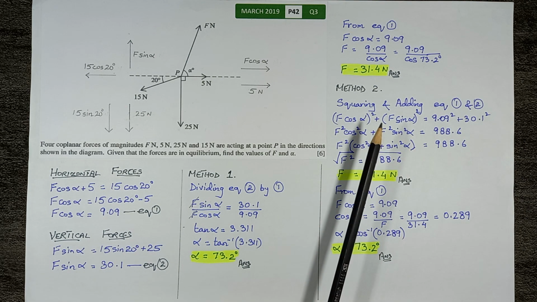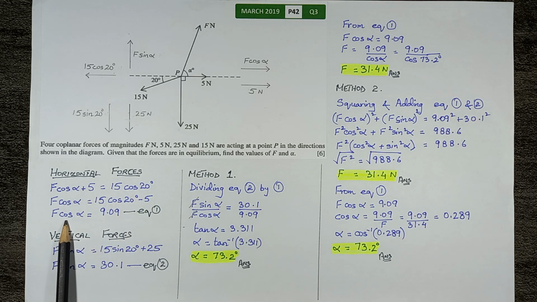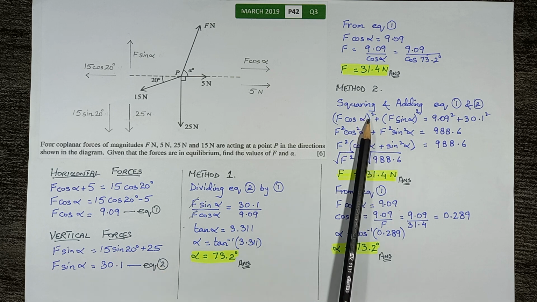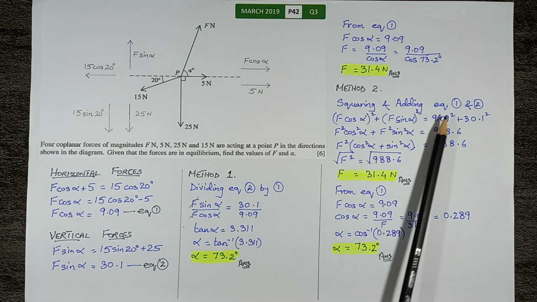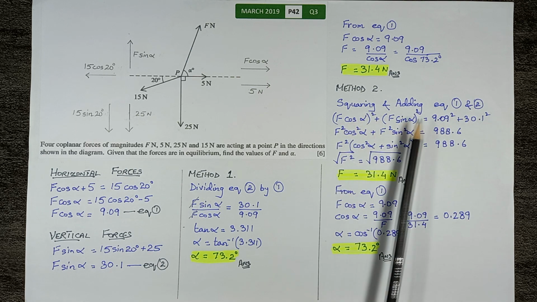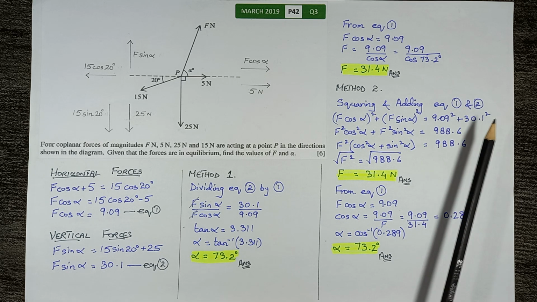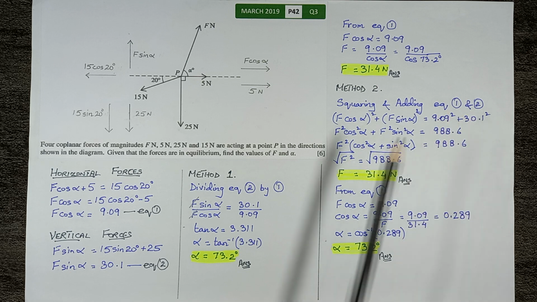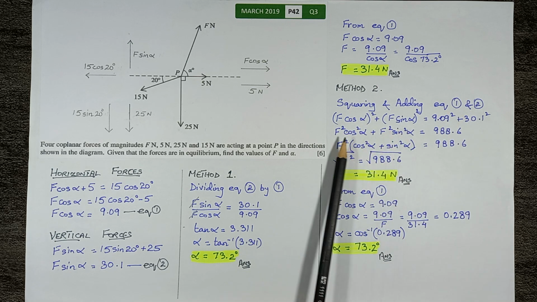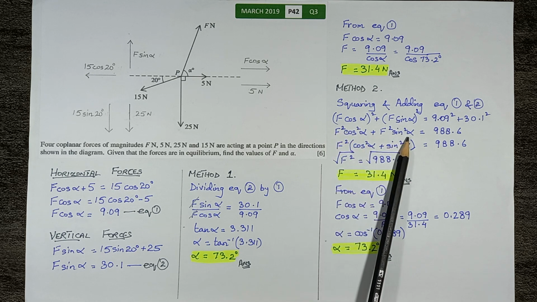We do have another method also to solve it, and the other method is almost similar to this one and very easy, that is squaring and adding equations 1 and 2. Equation 1 is this one, F cos alpha, equation 2 is F sine alpha. So first of all, square and then add. I have written over there squaring and adding equations 1 and 2. Similarly, F cos alpha was 9.09, so squaring that, and 30.01, squaring equation 2 and adding. After simplifying this, we have 988.6, and on the left side it would be F square cos square alpha plus F square sine square alpha.